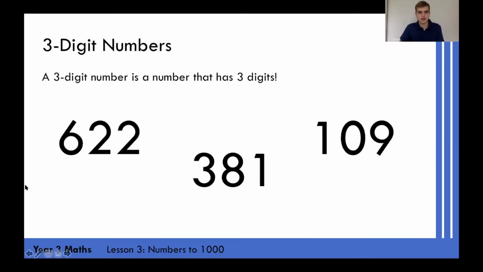I've got some here. I've got 622. I've got the digit 6, the digit 2, and the digit 2. 3 digits. I've got this number, 381. Got the digit 3, the digit 8, the digit 1. 3 digits. I've got this number, 109. I've got the digit 1, the digit 0, and the digit 9. 3 digits. A 3-digit number is a number that's got 3 digits in it.